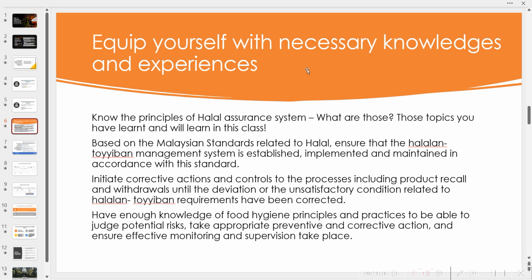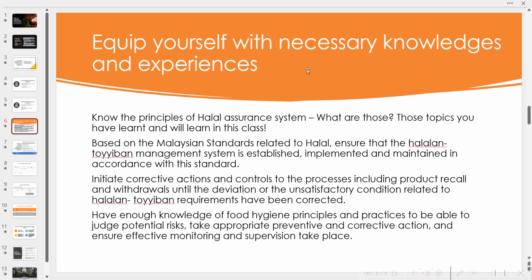And then you have to get enough knowledge on food hygiene principles. If this one is dealing with the producing of halal products, or if you're dealing with logistic transportation, this one also needs additional information. You need to be able to judge potential risks, take appropriate preventive and corrective action, and ensure effective monitoring and supervision take place.